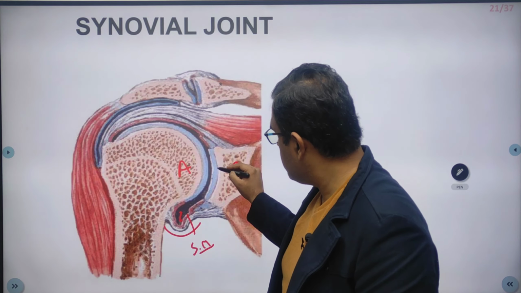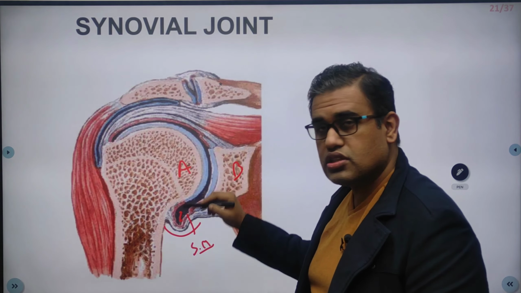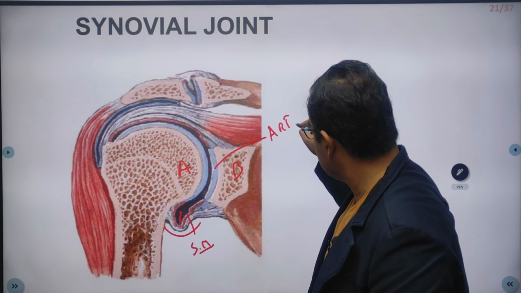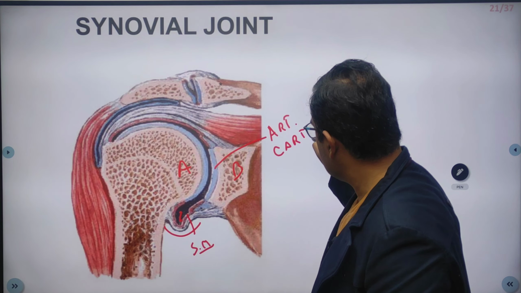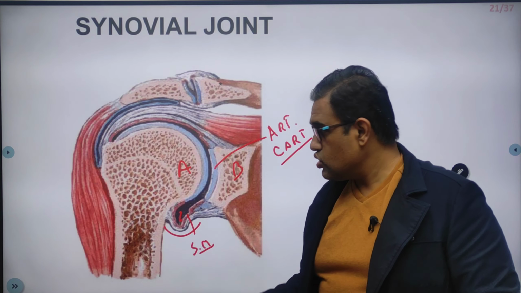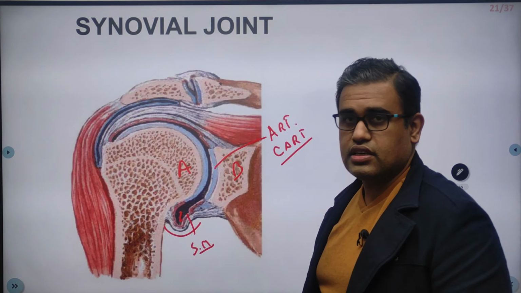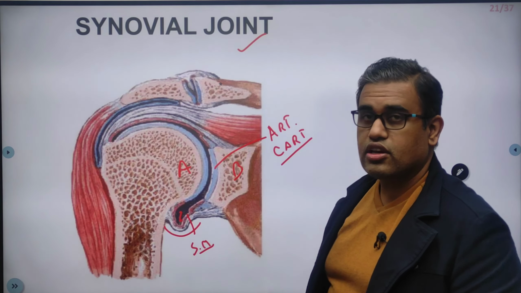But here you can see the bone ends which are forming the joint are slightly bluish in color. These are known as the articular cartilage, which are also again hyaline. So in between the bones, the joint space, there is synovial fluid produced by the synovial membrane. Therefore, the name is synovial joint.